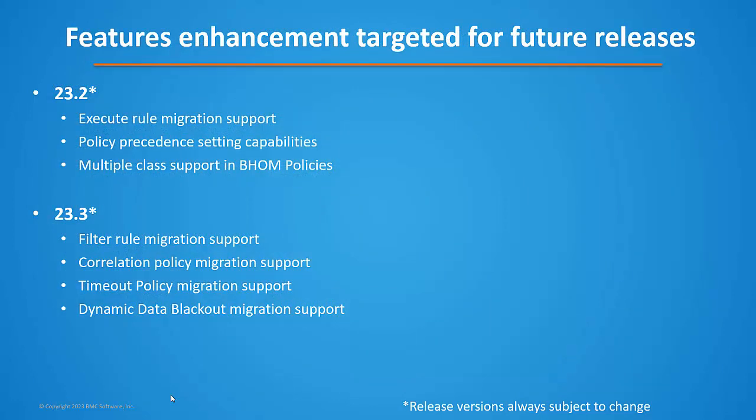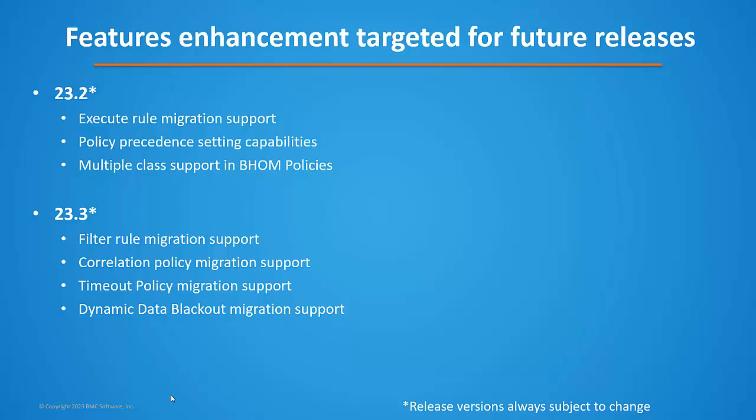Okay, let's take a look at some features for enhancement targeted for future releases. In the 23.2 release, we're looking at execute rule migration support. Also, you'd be able to control the policy precedence setting. Right now, the policy precedences are set randomly by the utility for the BHOM policies that are created. In the coming enhancement, you'll be able to have some control over the setting of that, and also multiple class support in BHOM.